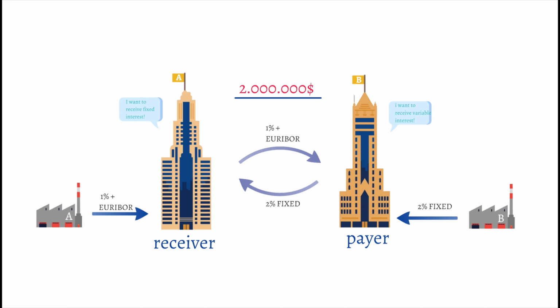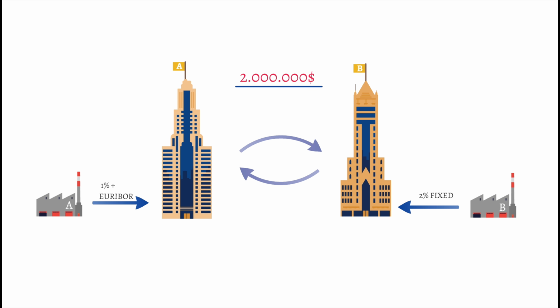Now let's see how the swap payments behave when the reference interest rate changes. At the first settlement date, the Euribor in our example is 1.5%. Bank A has to pay Bank B 1% plus 1.5% Euribor, which totals 2.5%. Of the underlying $2 million, this amounts to $50,000. And Bank B pays Bank A the fixed 2%, which totals $40,000. In this case, Bank B has initially made the better deal, as it pays less than it receives.